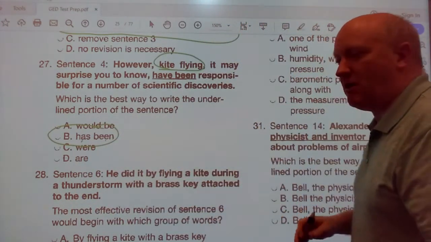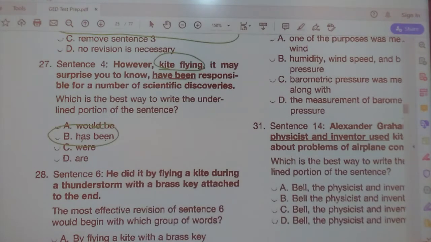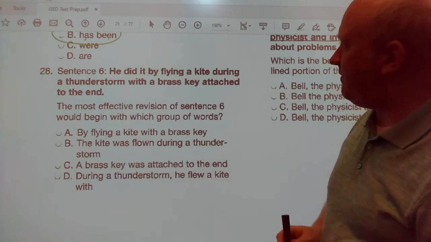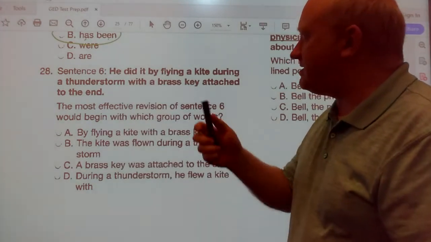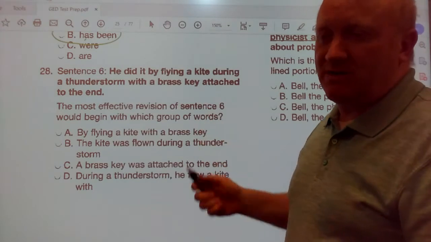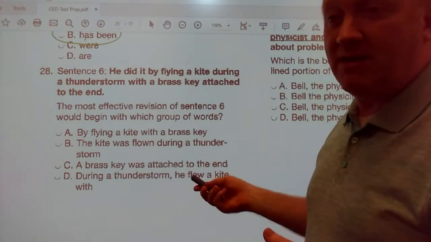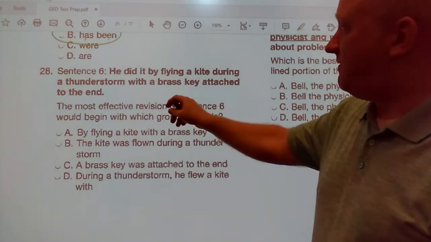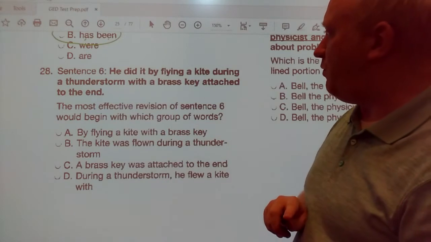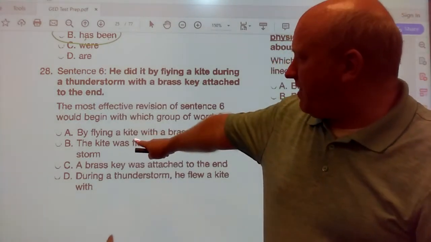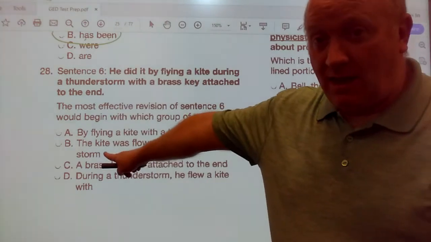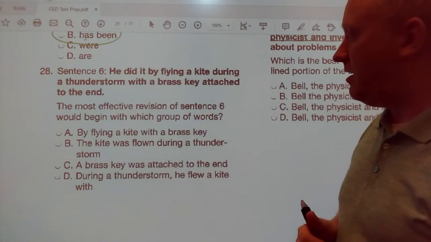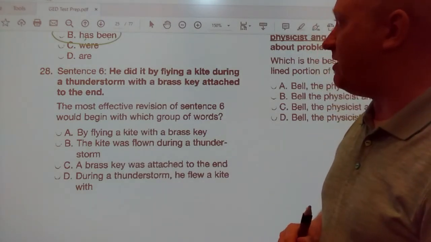Okay? Now number 28. Sentence 6 says, "He did it by flying a kite during a thunderstorm with a brass key attached to the end." We're talking about Benjamin Franklin now. You know, the one that invented the Franklin stove, the bifocals, the electricity. The most effective revision of sentence 6 would begin with which group of words? A, by flying a kite with a brass key. B, the kite was flown during a thunderstorm. C, a brass key was attached to the end. Or D, during a thunderstorm he flew a kite with.